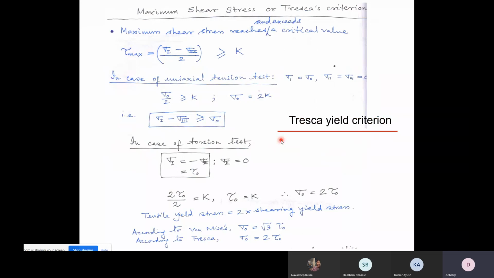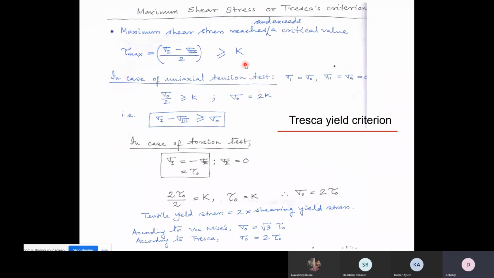We then discussed Tresca's criterion, as Tresca has mentioned that yielding occurs when the maximum shear stress equals or exceeds a critical value. So that is the general formulation. So we can write tau max equal to sigma 1 minus sigma 3 by 2, because out of the three possible values, this is the maximum that we get, because sigma 1 is the maximum and sigma 3 is the minimum. So that exceeds any particular value k. And this is a generalized expression, so it is applicable to any loading condition, tension, torsion, bending, shear, whatever.